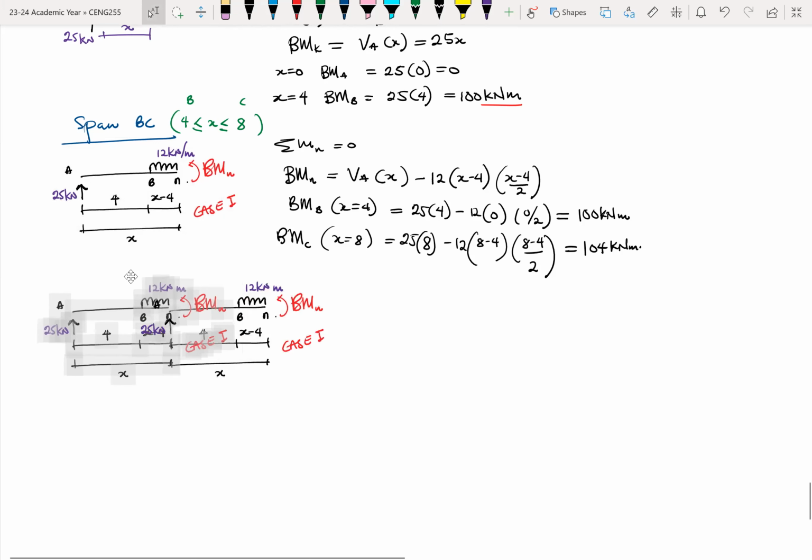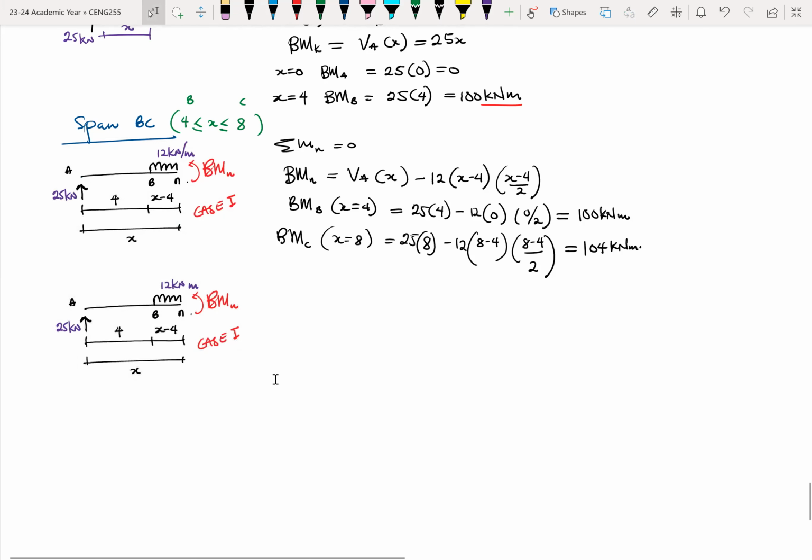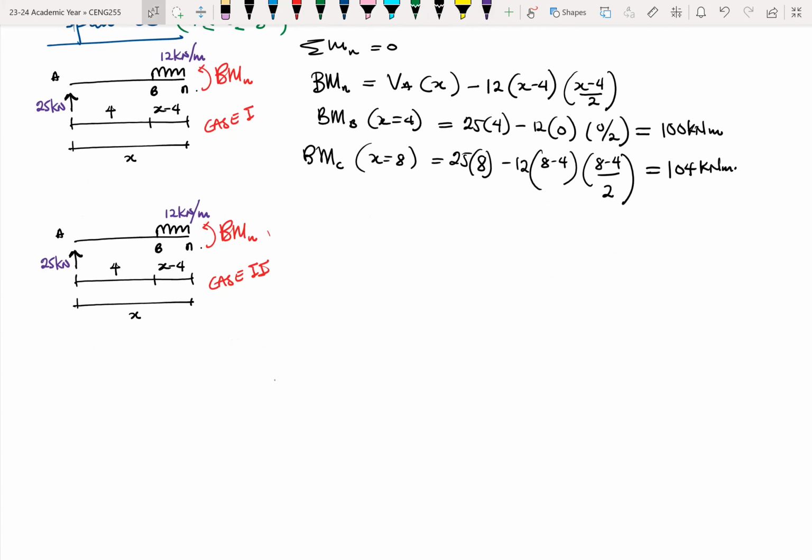So for case 2, I'm just trying to redraw everything over here. What is happening is that instead of all of these, I can just do it this way. So again, I measure here. I know this is 4. I can just make this nx.